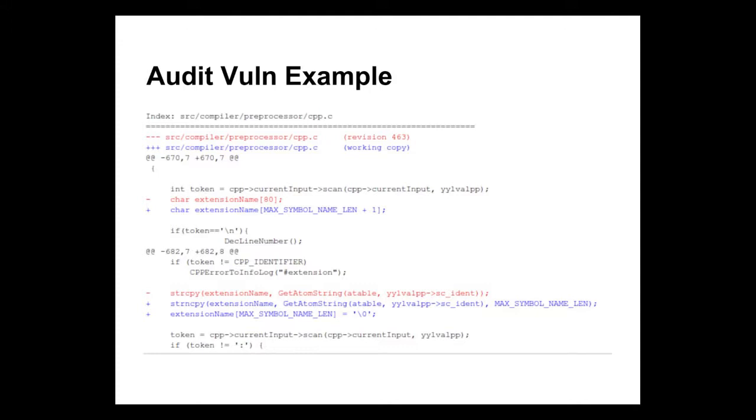So the preprocessor is like your hash defines or your hash includes, if you know a little C or C plus plus. This one was in the hash extension. And it turns out all you had to do to trigger this was do a hash extension of a long string, and you had a classic stack overflow. And it turns out there's actually a few more of these very similar types of vulnerabilities, in the end four or five.